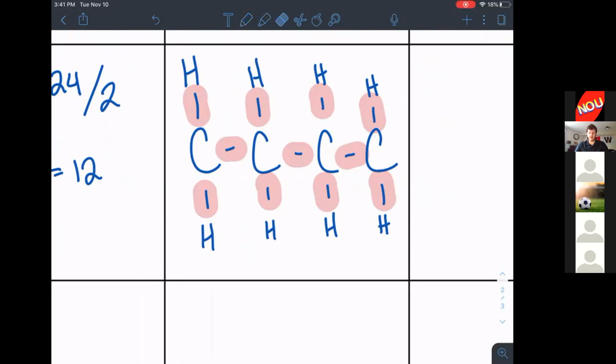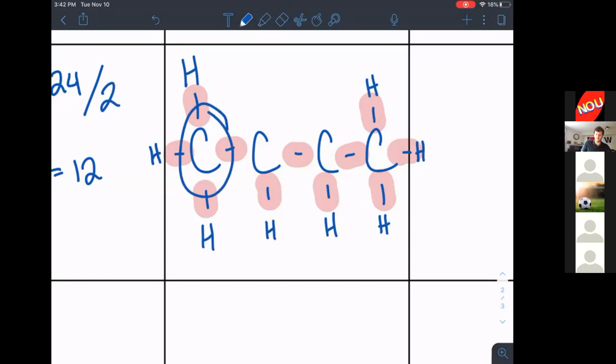What would happen if I took these guys and I put them over here? Are these carbons happy? Yeah. What about the middle carbons? No. So now my outer carbons are happy, but my middle carbons aren't. Is there something we can do with the middle carbons that we couldn't do with those outer side carbons?